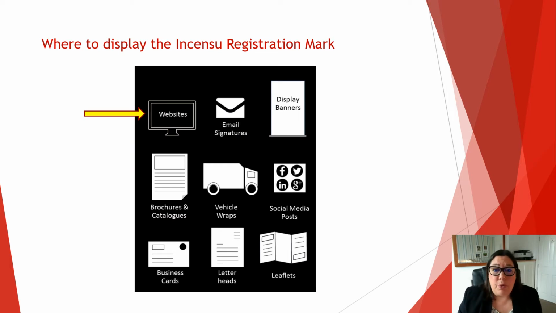So where would you want to display your Incensu Registration Mark? Well, first of all, the obvious place would be on your website. You may have other accreditations and kite marks, etc. on your website, so you'll want to add that probably somewhere in the proximity. As I mentioned before, this will be backlinked to your Incensu URL because you'll be using that digitally. You may also want to add it to your email signature. So if you're emailing schools, if they can see the Incensu Registration Mark there on your email correspondence, that's going to be great.